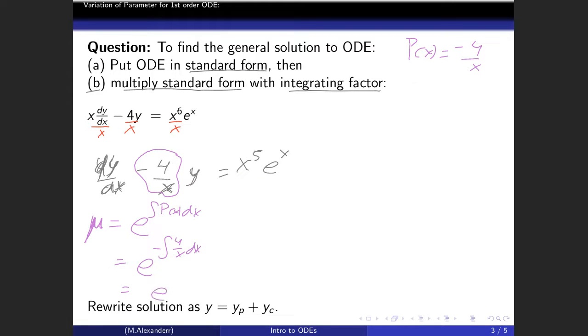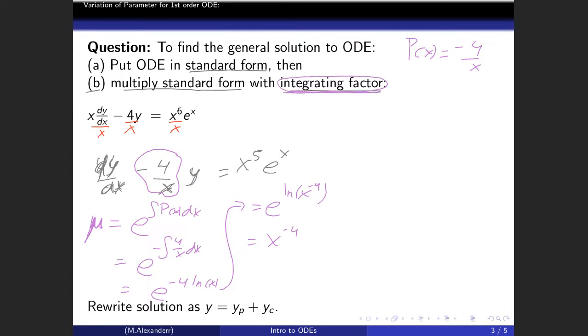So this becomes e raised to the negative 4 ln of x. Let's do a little bit of algebra here, not difficult algebra, but this is the same thing as e raised to the ln of x to the -4. And now the e and the ln cancel out, and then we just get x to the -4.